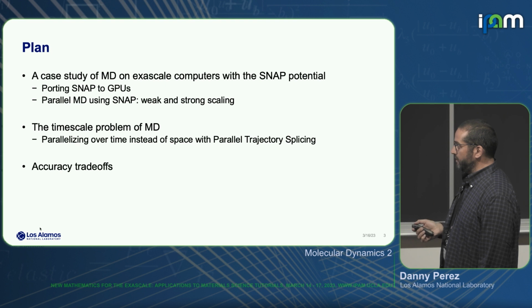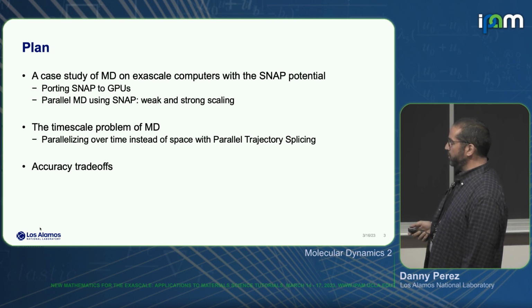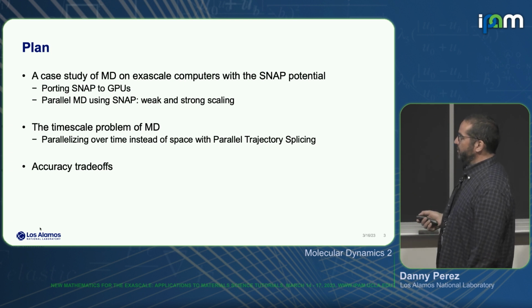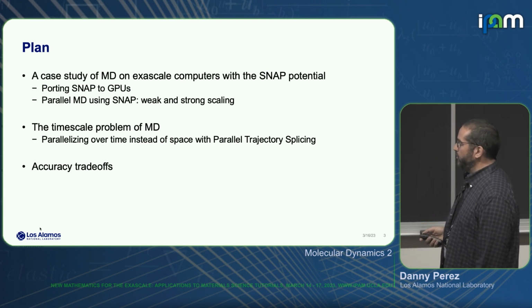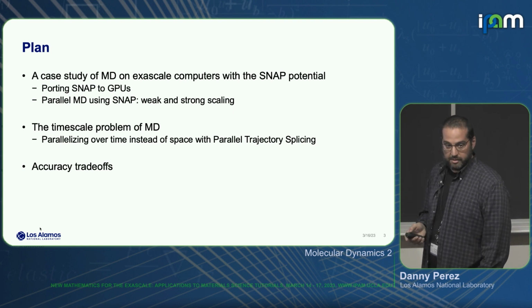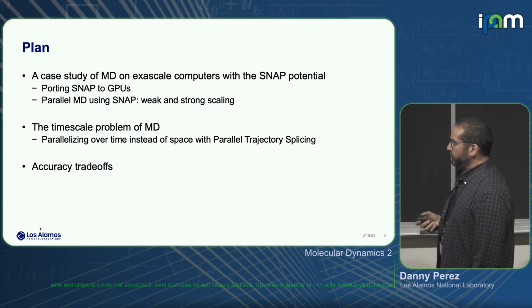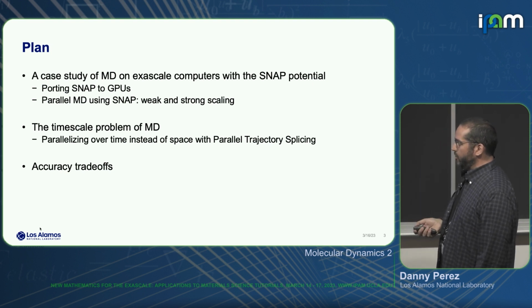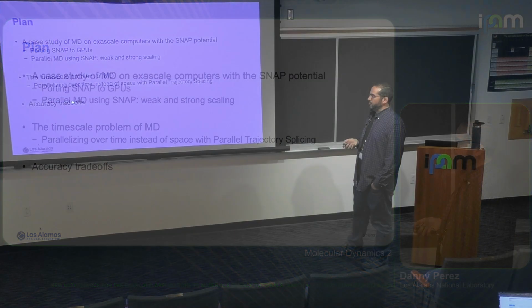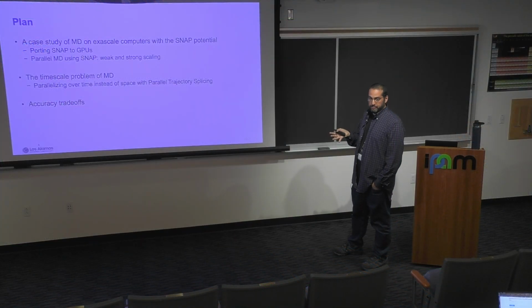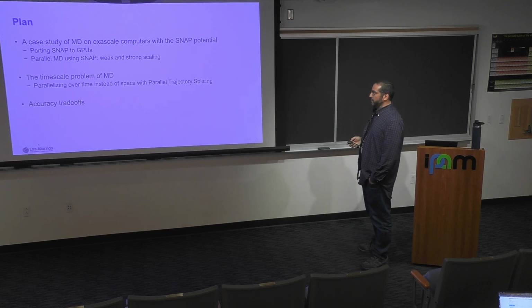Then I'll switch gears to the timescale problem of MD, so the second axis of this simulation space. And I'll talk about a method that we've been developing for a number of years and that is especially well suited for these very large parallel machines. And finally, I'll talk a bit about accuracy. So I won't discuss the physics of these potentials, but try to discuss how the interaction between the accuracy of the simulation and the kind of hardware we have limit the kind of science that we can do with these computers.